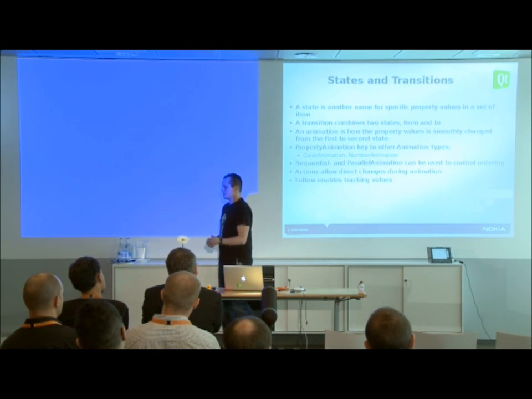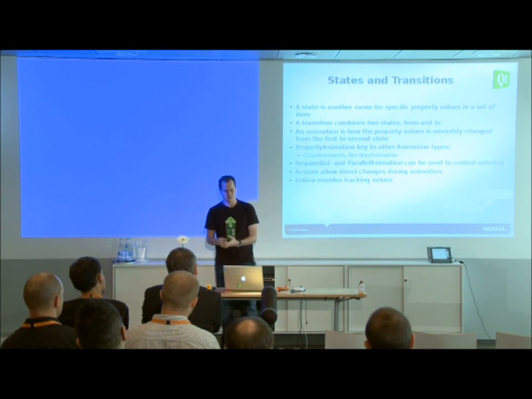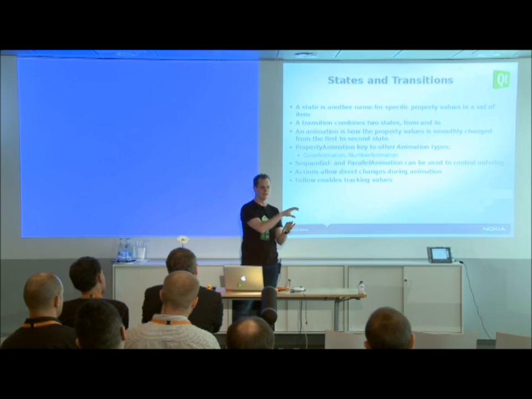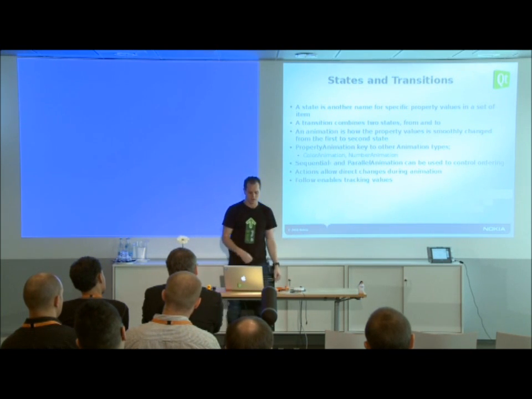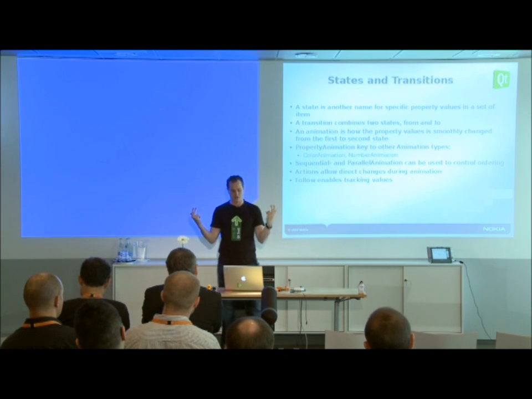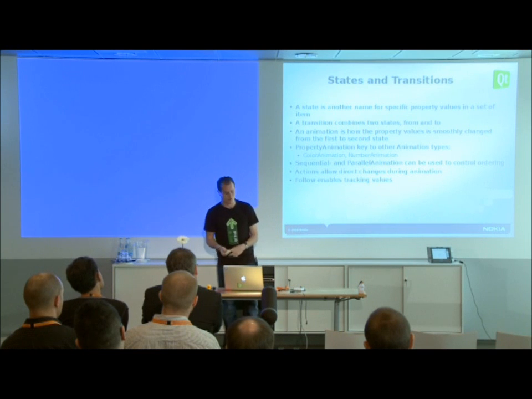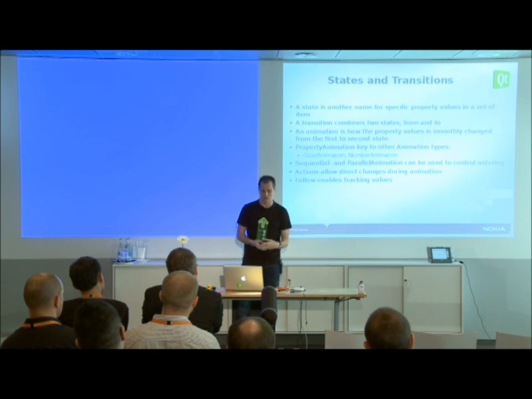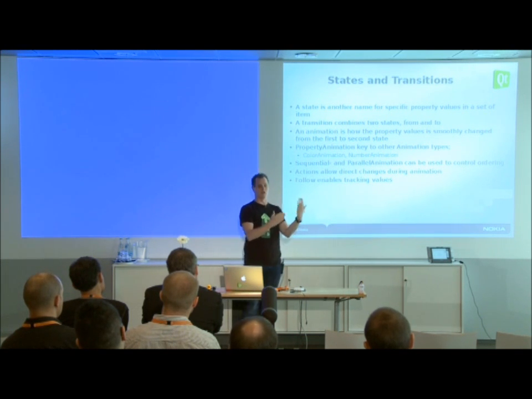If you want to say, a state is another name for a set of property values for a given item at a time. So you say on this state, this item will be in that position. On that state, the item will be on this position. The transition is how you combine the two states from one to another. What will happen? You can set animation on the transition. You can say, okay, the button will not jump, but instead will slowly move. Then you can do it with an animation.